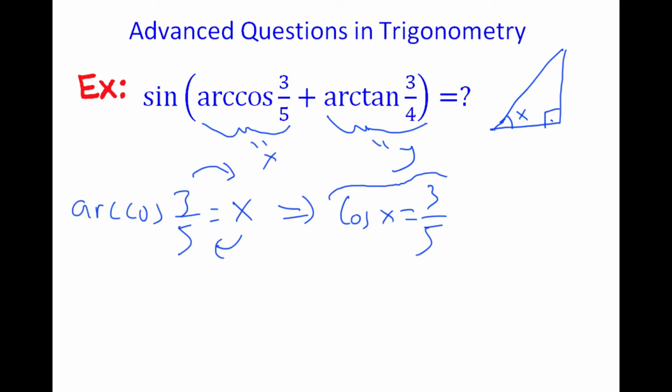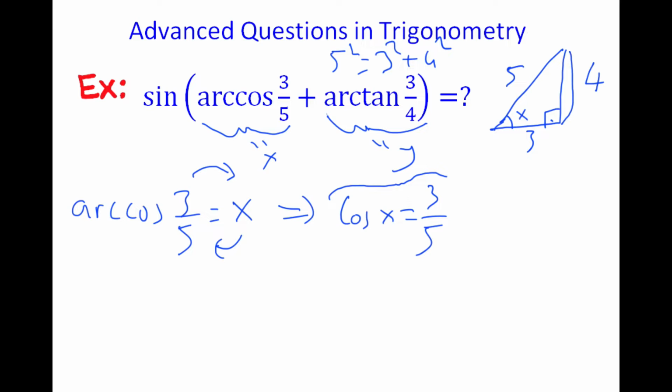Cosine was adjacent divided by hypotenuse. That means the adjacent of the angle x is 3 and the hypotenuse is 5. By using the Pythagorean theorem, we can easily find the opposite of angle x, which is this side. We know that 5 squared is 3 squared plus 4 squared, so this side is going to be 4. So we found that this side is 4.